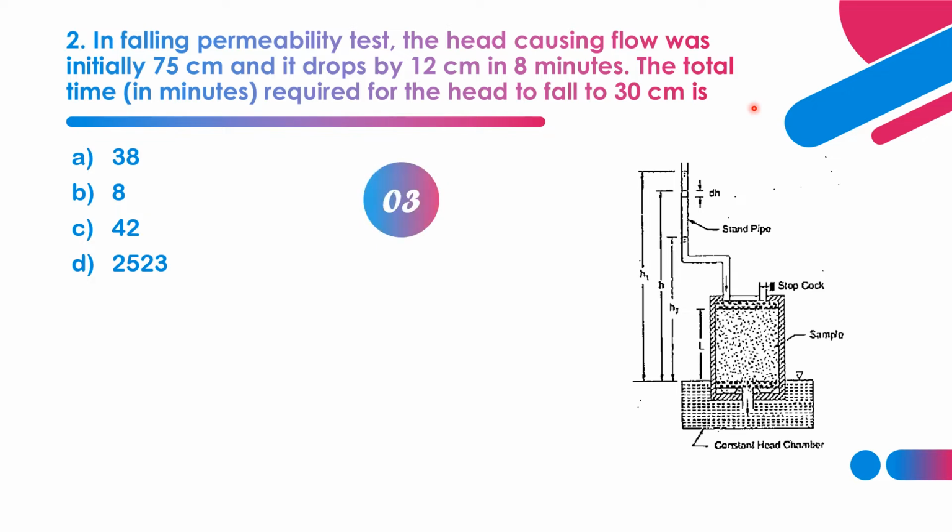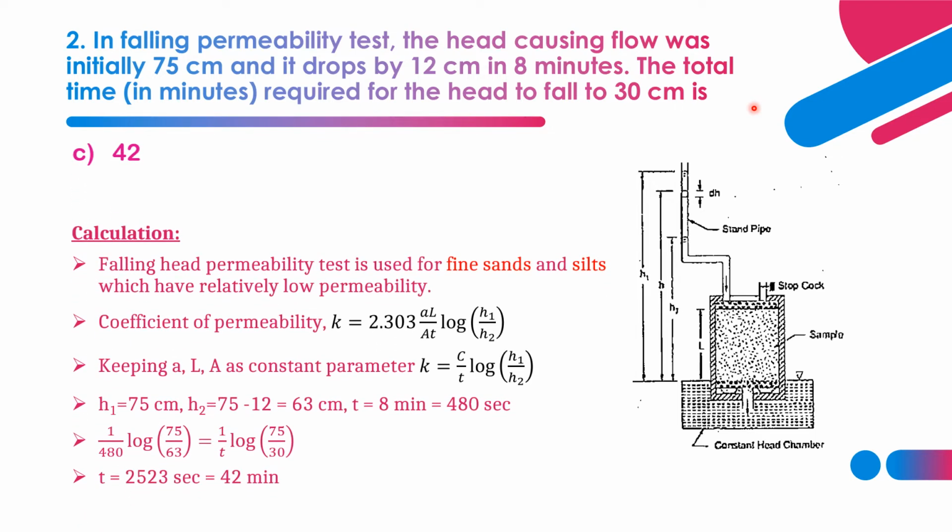So what is the time required for the head to fall to 30 centimeter? We have to use the concept of variable or falling head permeability test. Here the correct option is option C, 42 minutes. Now we shall see the calculation part and the formula used here. Before moving to the formula, we shall see when the falling head permeability test is applicable. It is applicable for fine sands and silts, which have relatively low permeability. A soil having very low permeability, then we can go for falling head permeability test.